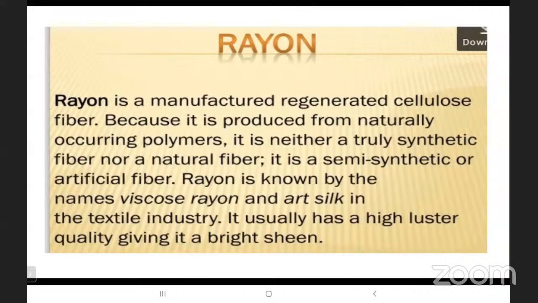So to this cellulose fiber, by giving a chemical treatment, we form rayon. So we can say that it is produced from naturally occurring polymers. So that's why it is neither a truly synthetic fiber nor a natural fiber. It is a semi-synthetic or artificial fiber.